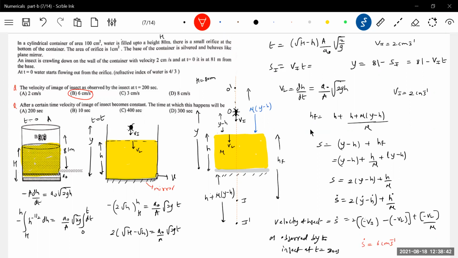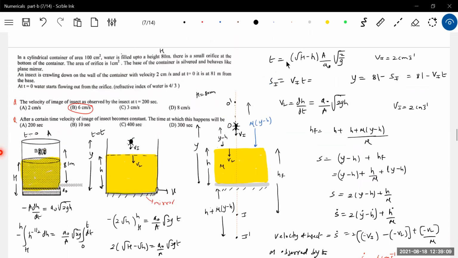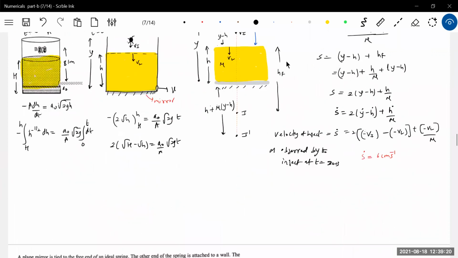Okay, fine, very good. So once the old tank gets empty, then the velocity of the insect will remain constant. After a certain time, the velocity of image of insect becomes constant. The time at which this happens is the time taken for the old tank to become empty. What should be the limit now? 0, no. Small h should be 0. When the tank becomes empty, then the velocity of image will be constant. There is no other concept.